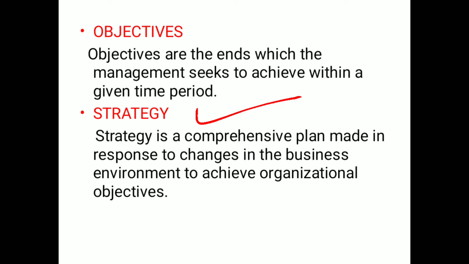A strategy is formulated to meet the changes taking place in the business environment. How to deal with the present business environment? What strategy will be adopted? That is a comprehensive plan which is made in response to the changed business environment in order to achieve the organizational objectives. For example, a game strategy adopted by a team in cricket in order to win against the opponent team. So that is a strategy. The strategy is adopted in order to achieve the objective.